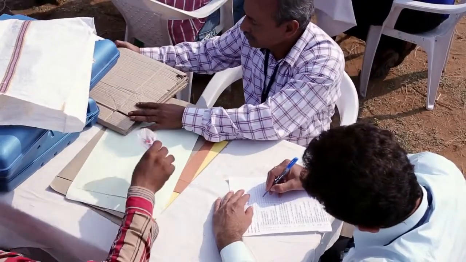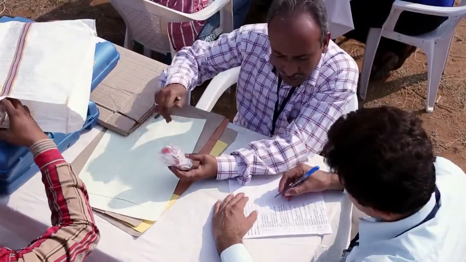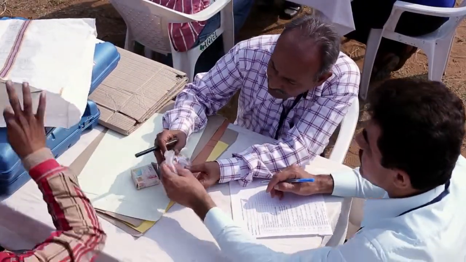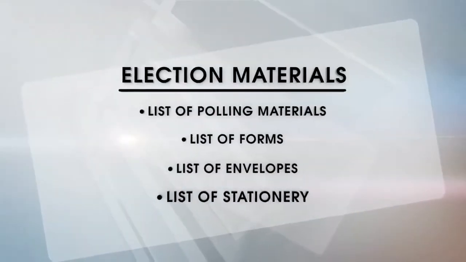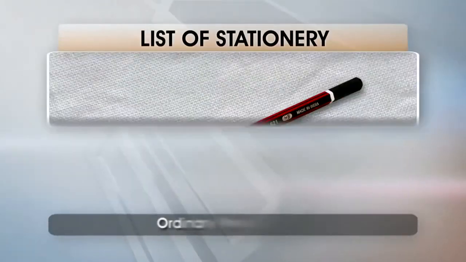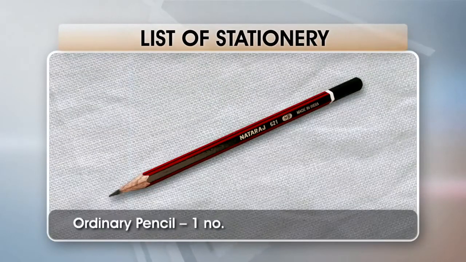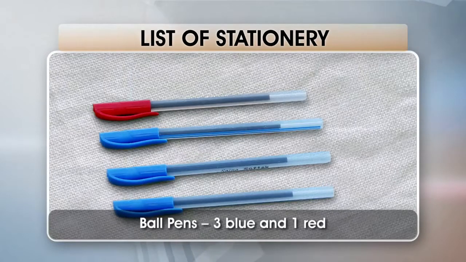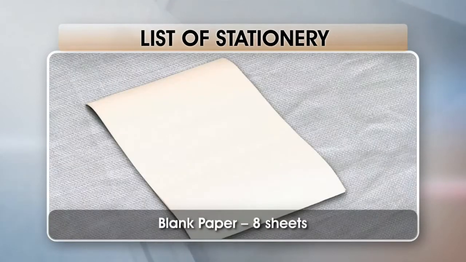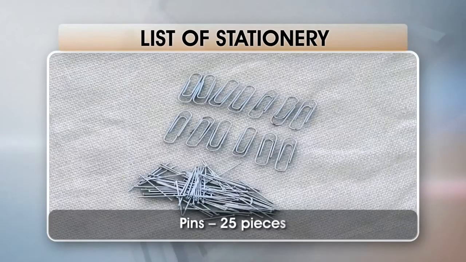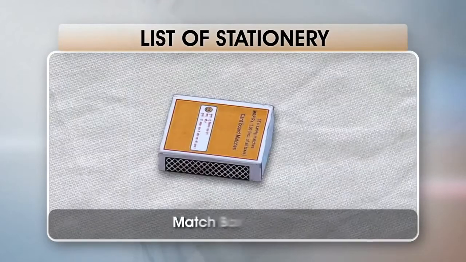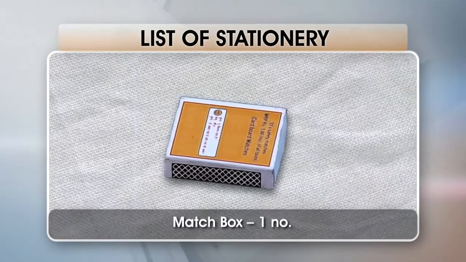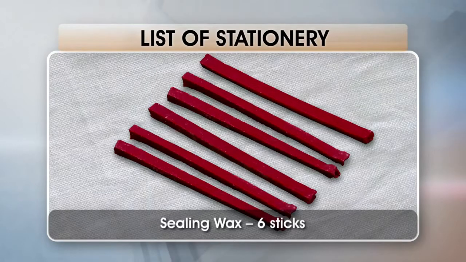There's a sizable amount of stationery to be collected as well. Ravi and his team checks them all. List of stationery. Ordinary pencil, 1 number. Ball pens, 3 blue and 1 red. Blank paper, 8 sheets. Pins, 25 pieces. Matchbox, 1 number. Sealing wax, 6 sticks.